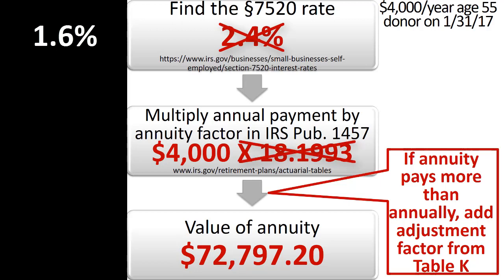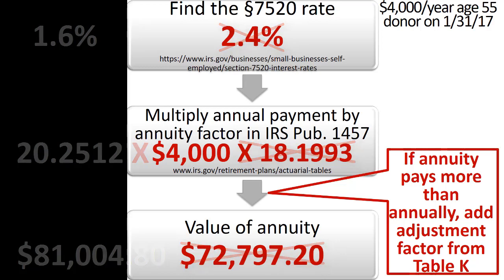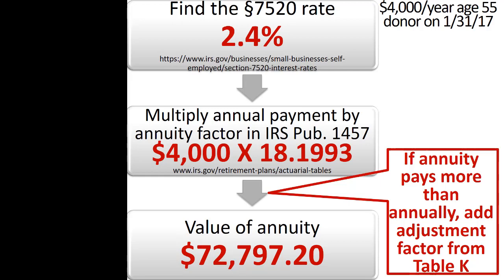As a point of comparison, if the donor had chosen the lower interest rate of 1.6%, then the annuity factor would have been 20.2512, and the annuity would have been valued at $81,004.80. The use of this lower interest rate would have reduced the donor's tax deduction by over $8,200.